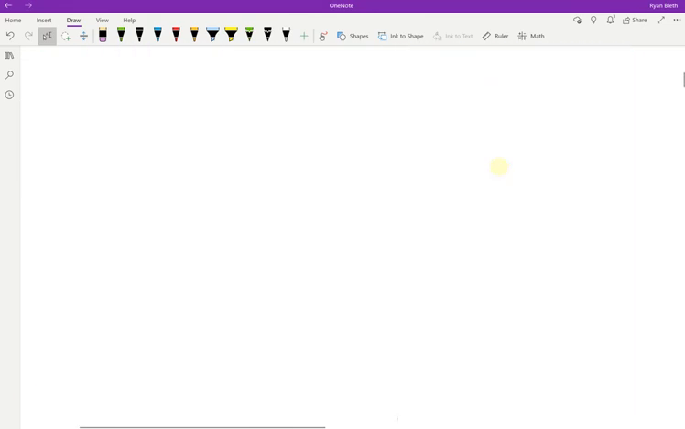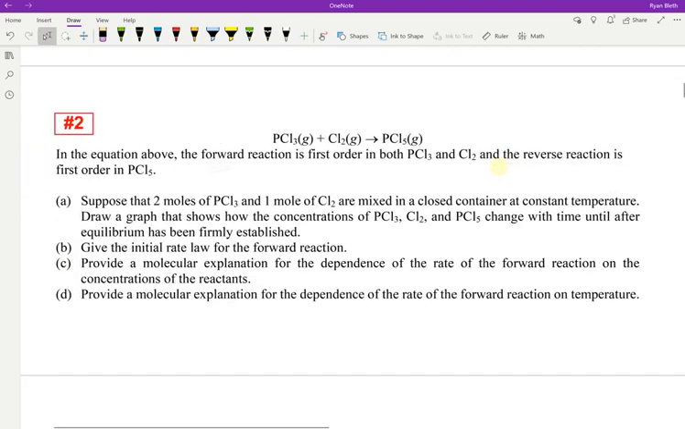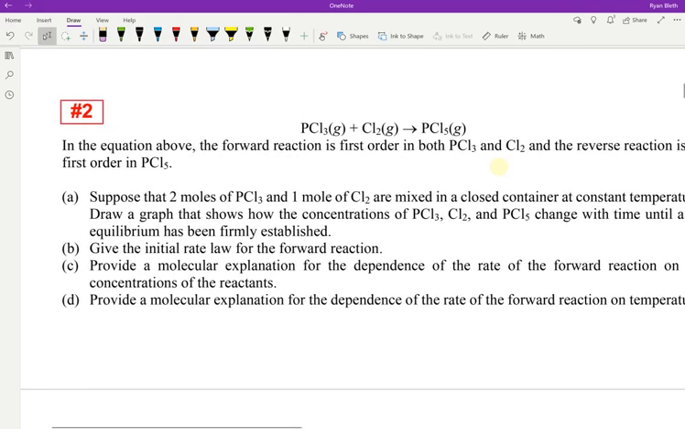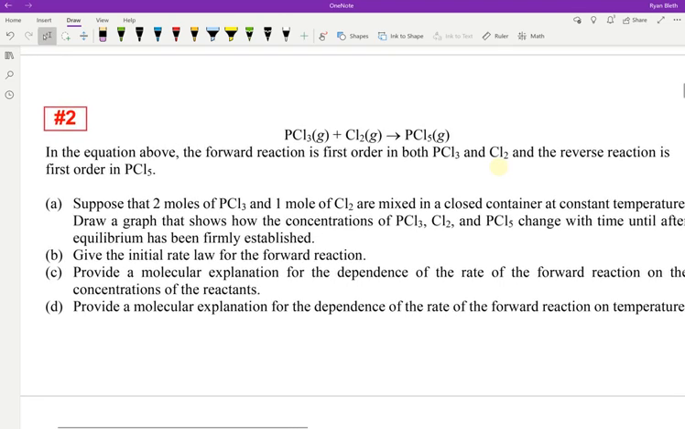All right, let's look at the next question. Question 2 gets us to another reaction, a pretty simple reaction, PCl3 and Cl2 forming PCl5. And notice here, it gives us some really important context. Don't blow past the prompt. You see the equation. Oh, there's an equation. What's the first question? Suppose that 2 moles... No, don't do that. Take a look at the sentence in between, because there's some really important information in there.